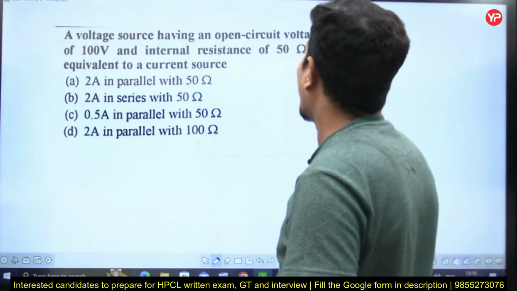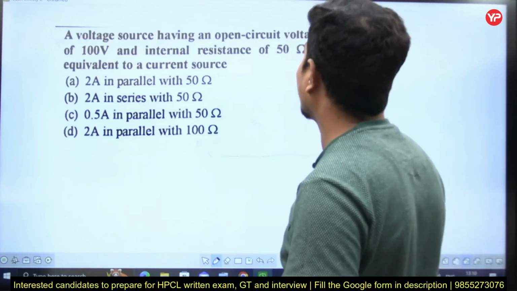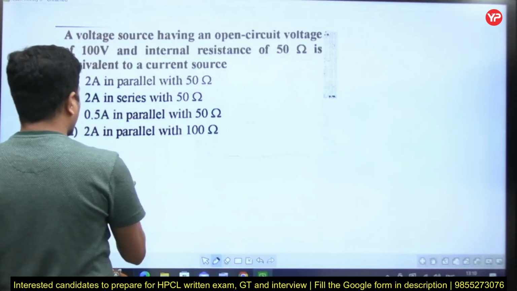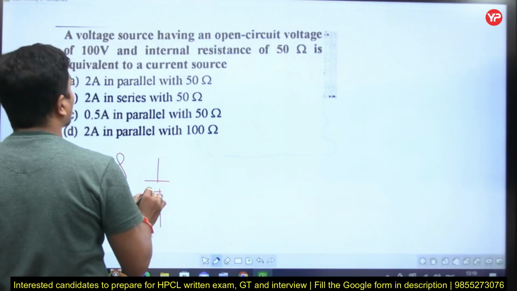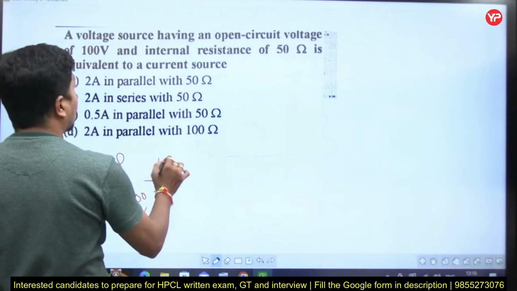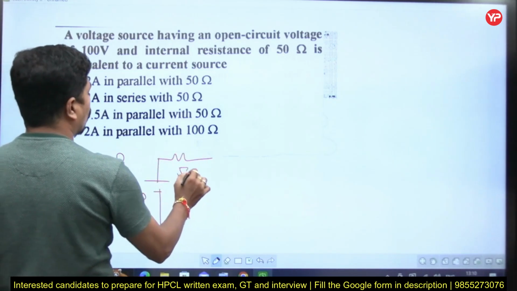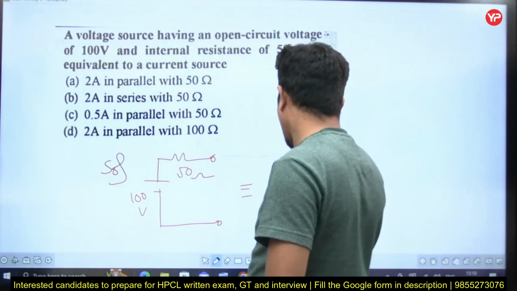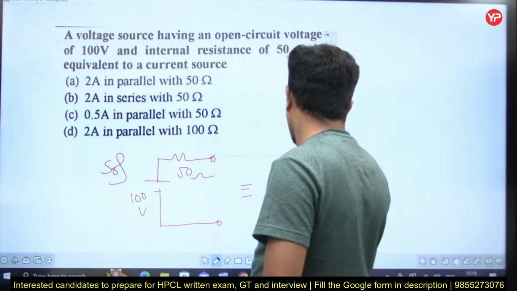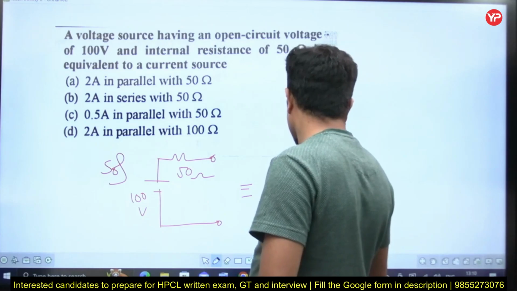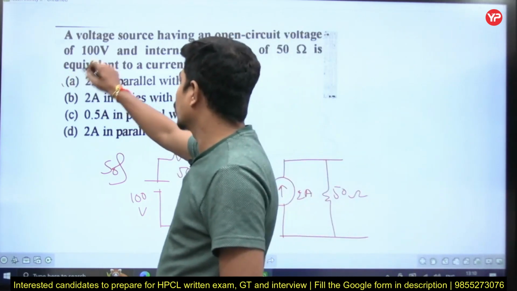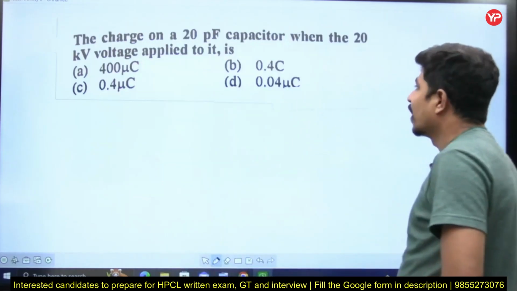A voltage source having an open circuit voltage of 100 volts and an internal resistance of 50 ohms is equivalent to a current source of, this is very simple. He is asking, there is a voltage source of 100 volts and a resistance of 50 ohms. Now this can be represented equivalently with the help of a current source. What is the value of the current source? 100 divided by 50, that is 2 amperes, and in parallel with the resistance of 50 ohms, that is 2 amperes in parallel with 50 ohms. Let's go to the next question.